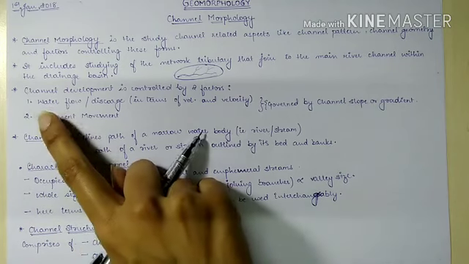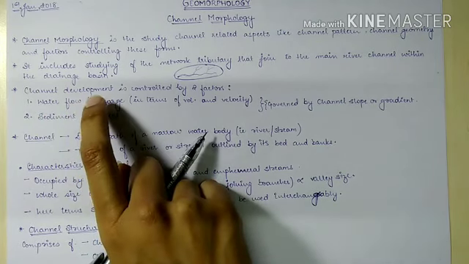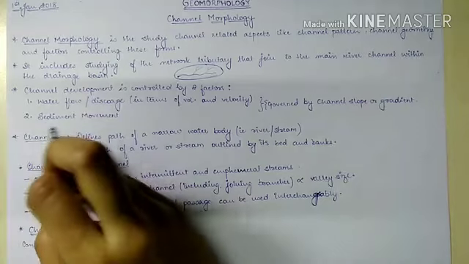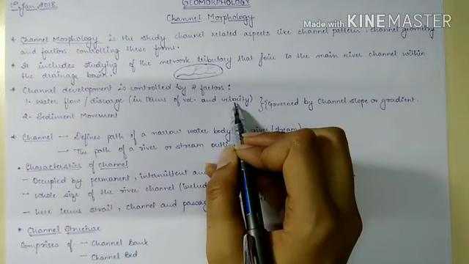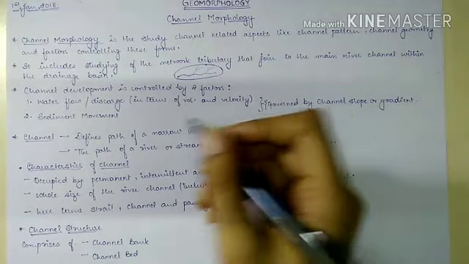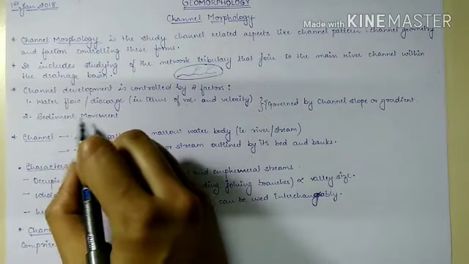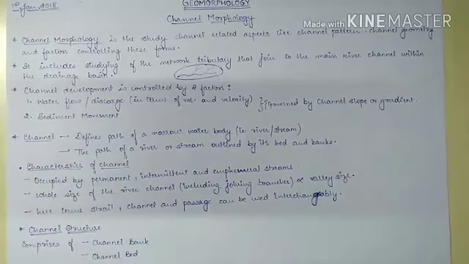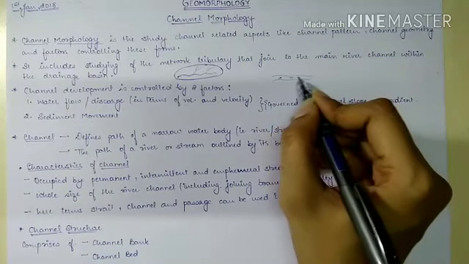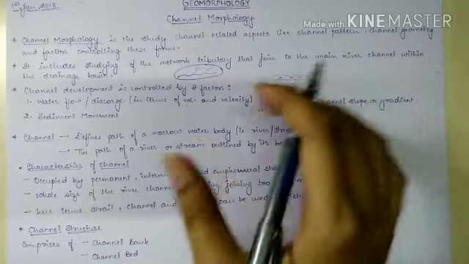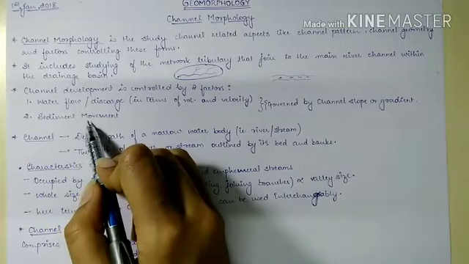First is water flow or water discharge. This water flow or water discharge is studied in terms of volume and velocity of the water. Next is sediment movement. See, this is our river, it is flowing, and it is carrying some suspended load with it. So these are known as sediments.